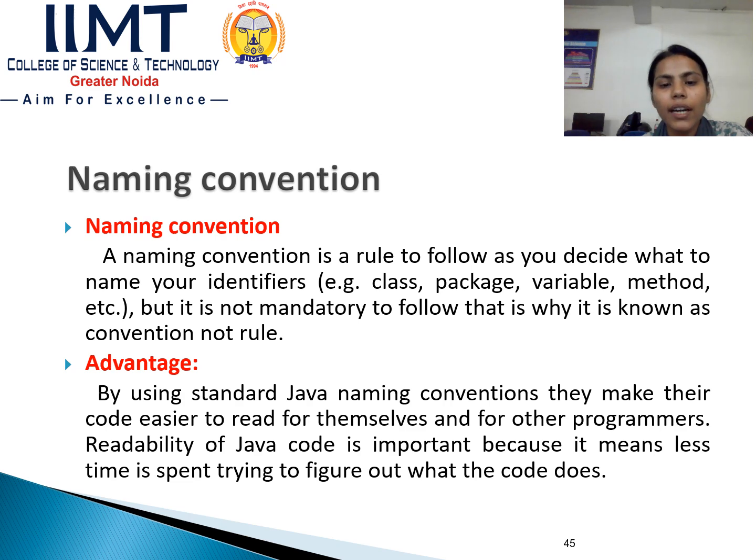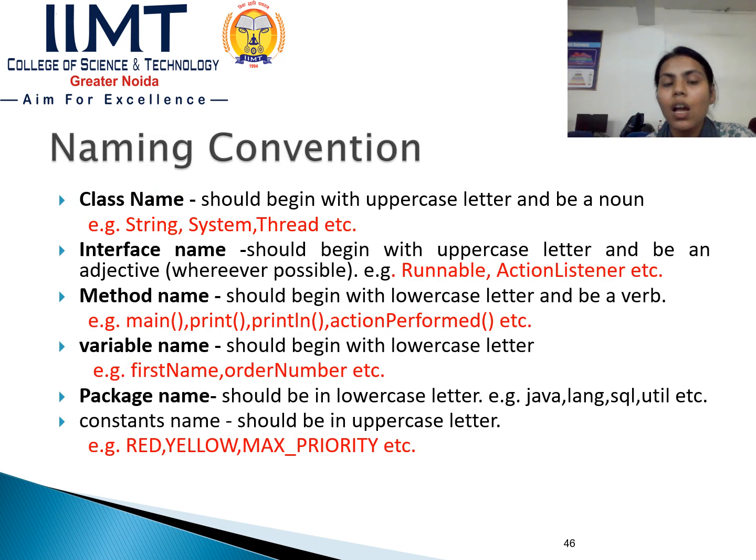Advantage: by using standard Java naming conventions, you make your code easier to read for yourself and for other programmers. Readability of Java code is important because time is spent trying to figure out what the code means. Class name should begin with an uppercase letter and be a noun. Example: String, Color, System, Thread, etc. Interface name should begin with an uppercase letter and be an adjective whenever possible. Example: Runnable, ActionListener, etc.